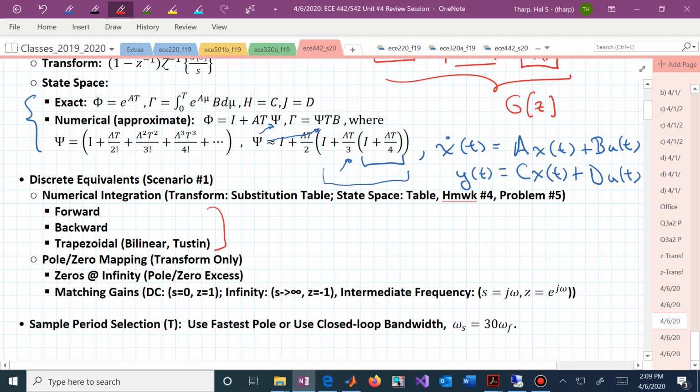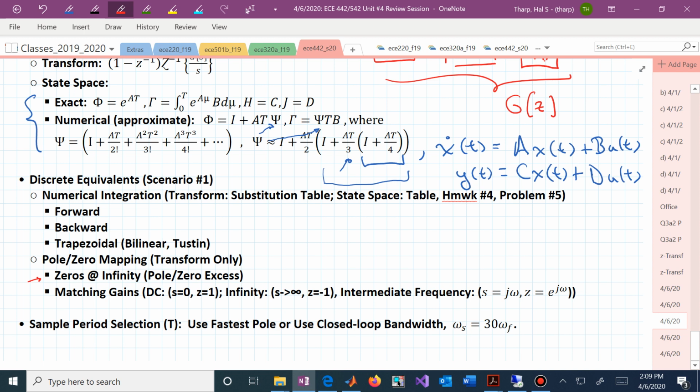We also talked about pole zero mapping, and with pole zero mapping you need to worry about the zeros at infinity, both in the analog transfer function and the discrete transfer function, and how that needs to be interpreted.